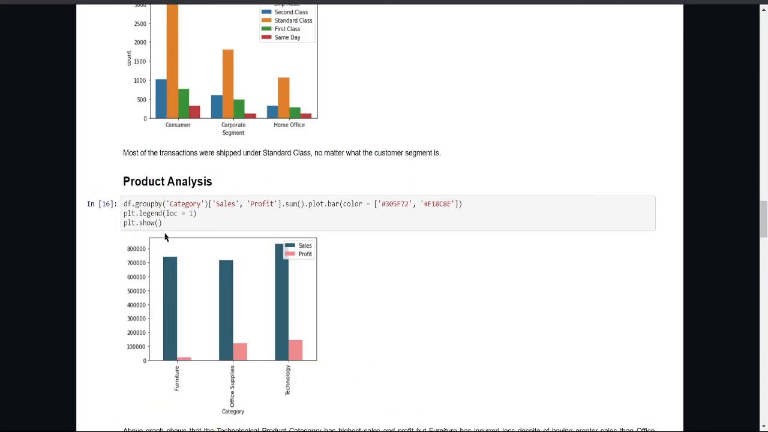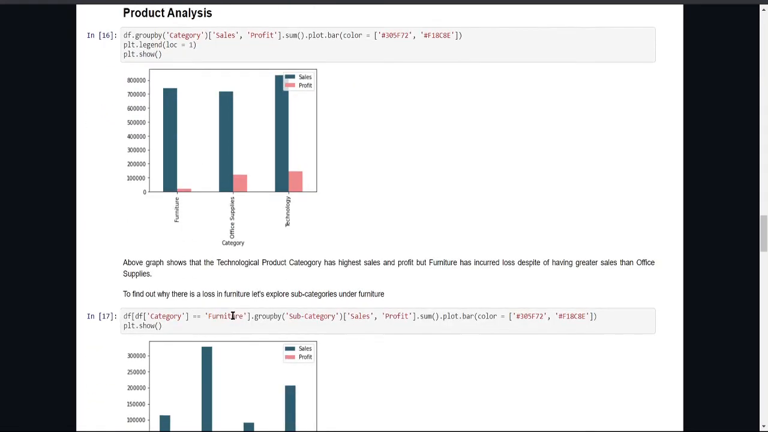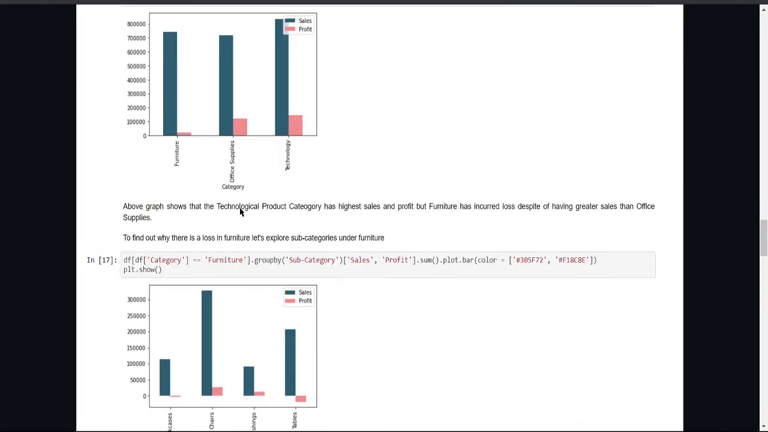You can see the sales and profit made by various categories. The categories are furniture, office supplies, and technology. Technology has performed the best among all the other categories. But here you can see that despite furniture having more sales than office supplies, in terms of profit, the furniture category has not performed very well when compared to office supplies. We need to find out why this is in the furniture category.